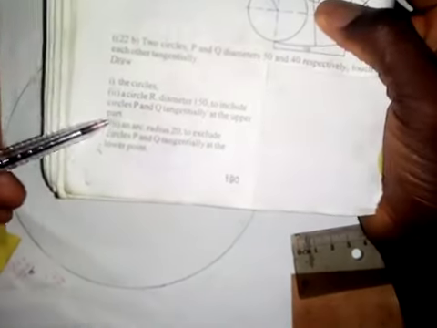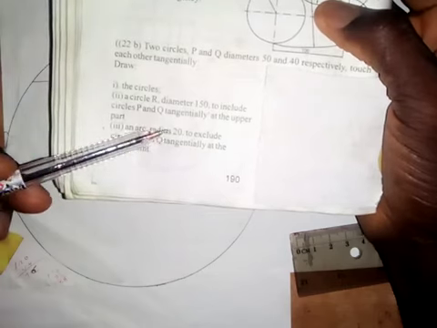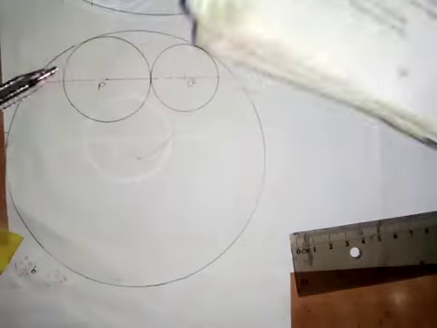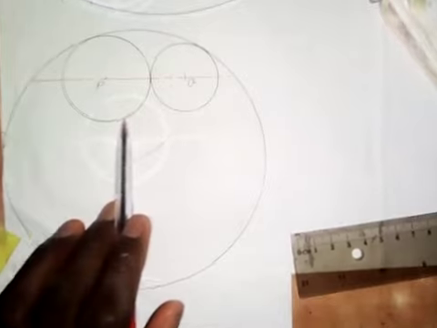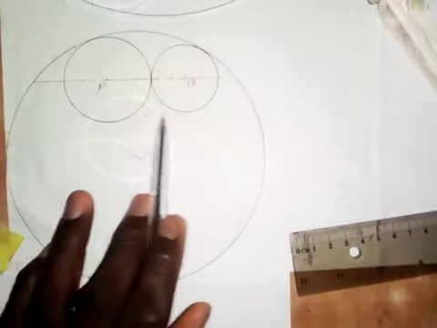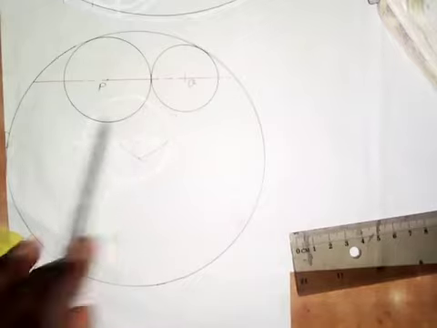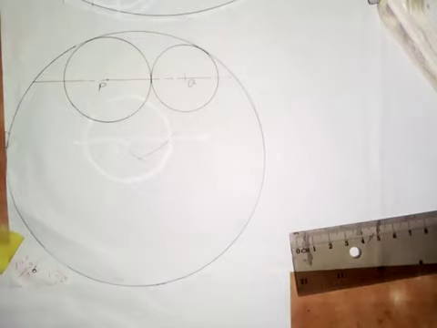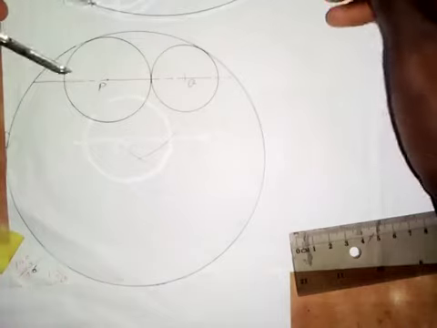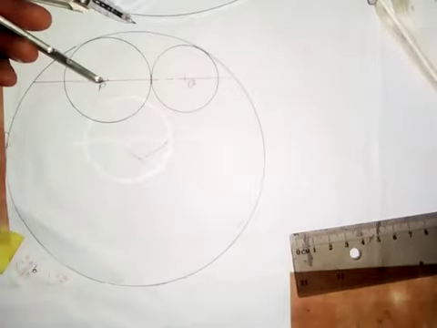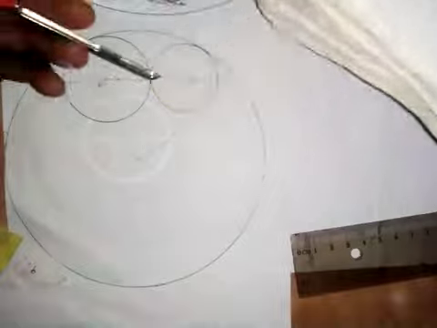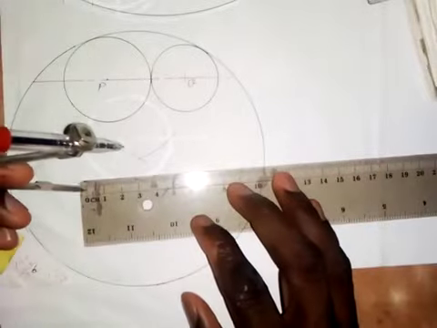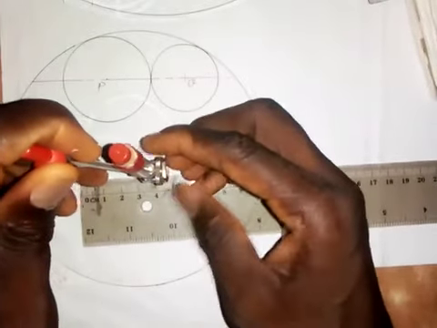Roman figure 3 says that we should draw an arc radius 20 to exclude circles P and Q tangentially at the lower part. So we want to draw an arc that will touch these two circles on their exterior part. What we need to do in this case is to add the radius of this circle to this 20 that we are given here, and the radius of this circle we add to this 20 as well. So the radius of this circle is 25 plus 20, that is 45 millimeters.